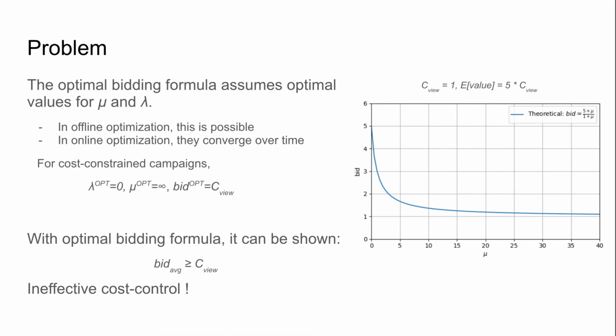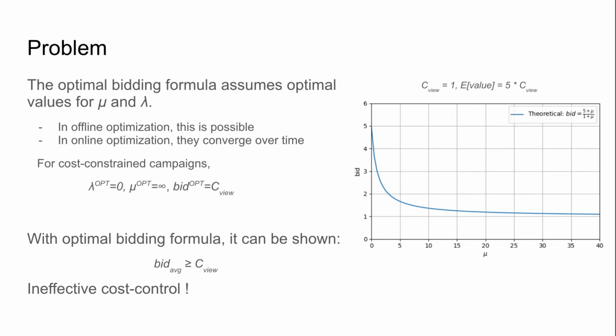The optimal bidding formula assumes that the values of mu and lambda are also optimal. This is possible in offline optimization where we have access to the entire dataset and the optimal values can be computed offline. However, in an online setting where data is coming in real time, first, the optimal values are not static, that is, they change with time. Second, it takes time to converge to the optimal.